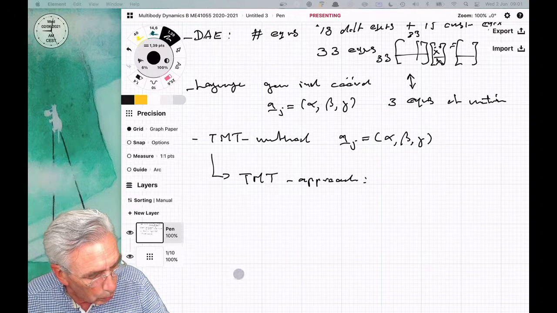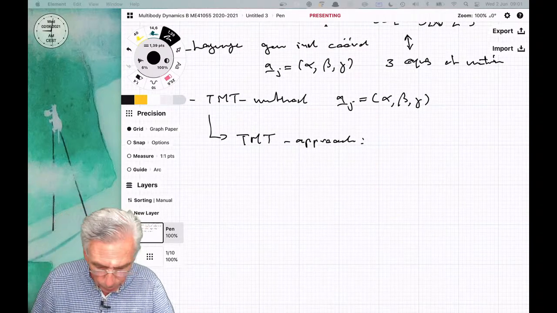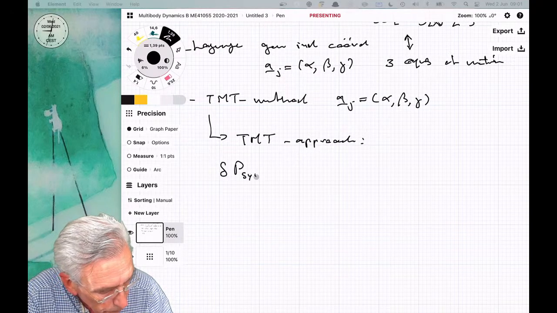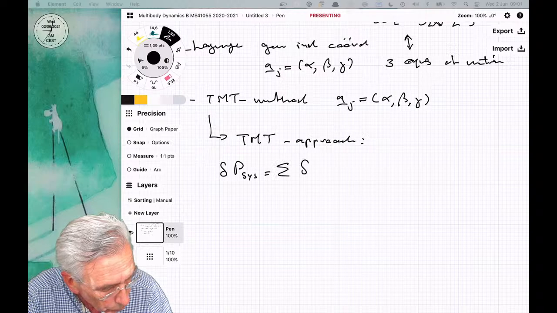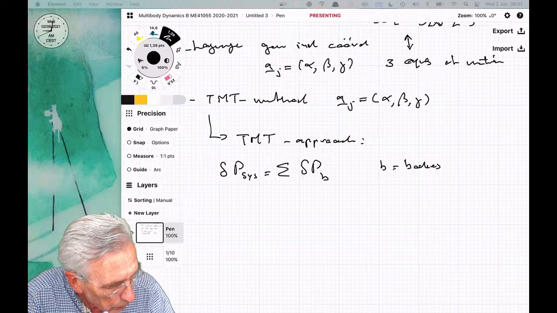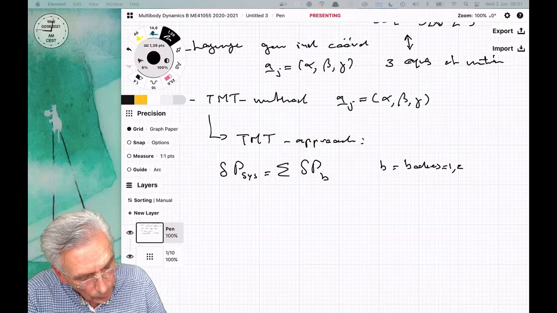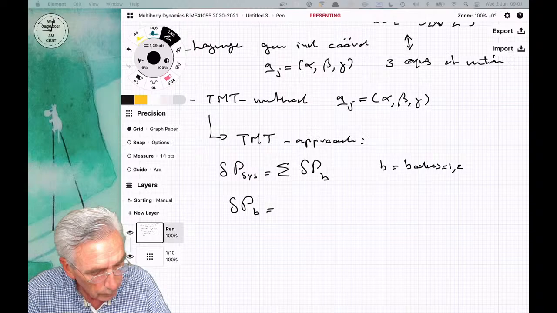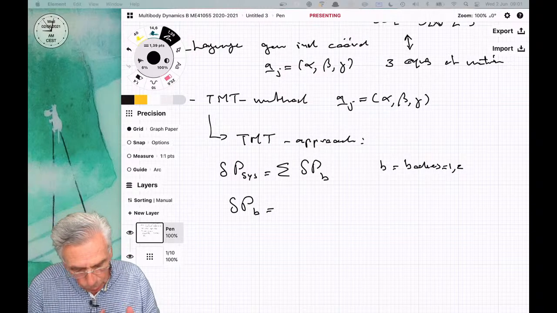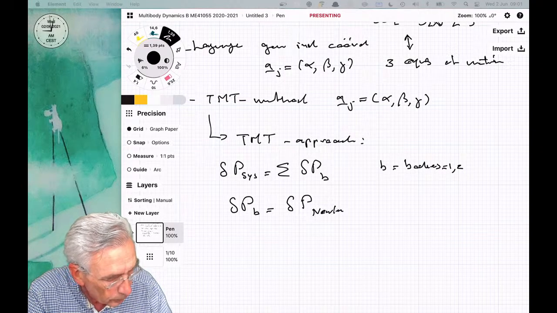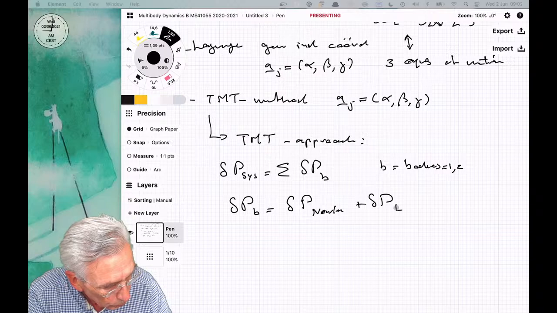So what was the TMT approach? Well, the whole basis of the thing was, of course, virtual power. So we have the virtual power of the system, which is the sum of the virtual power of all the bodies, and B is just the bodies, and in this case it's 1 to 2, right? And then the virtual power of each body actually consists of 2 parts, right? It's the virtual power of the Newton part plus the virtual power of the Euler part.